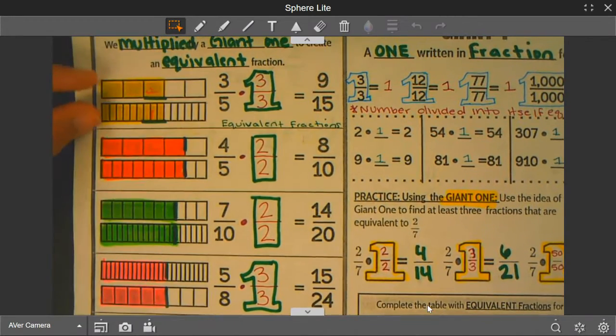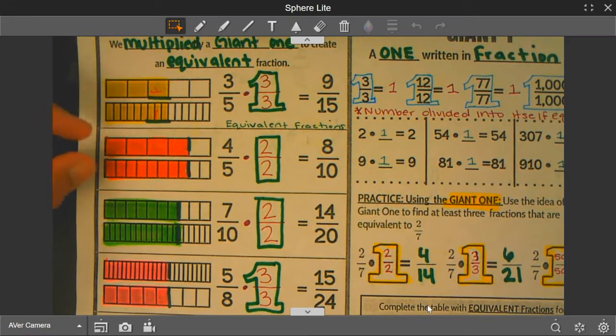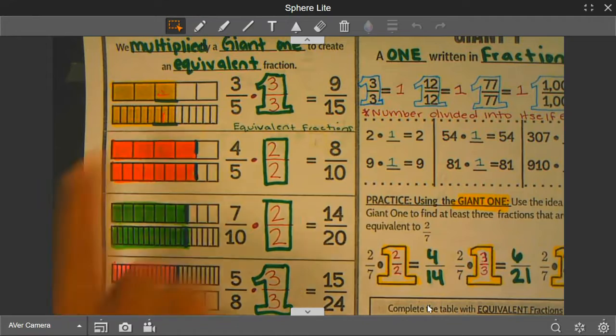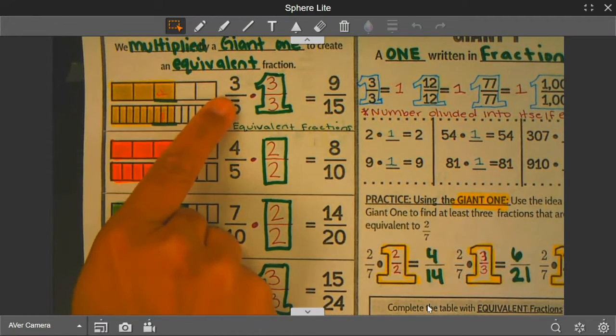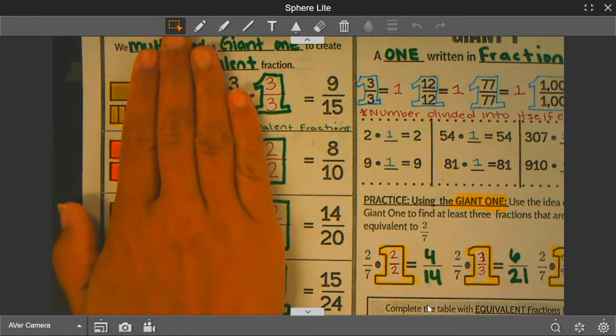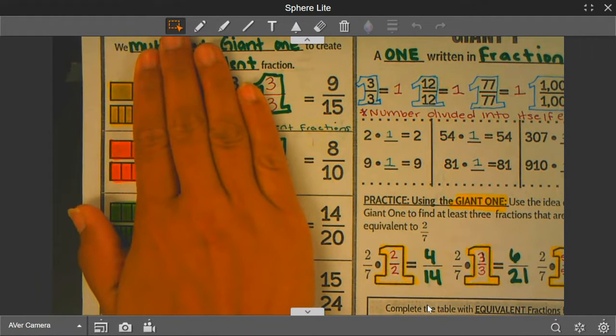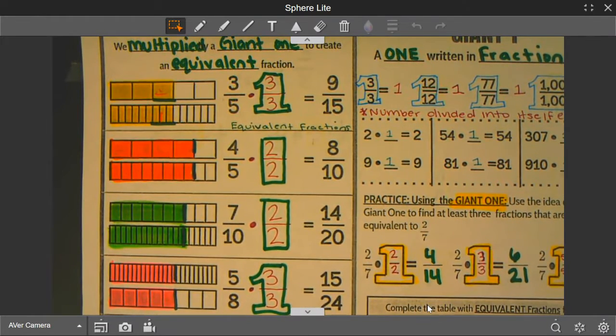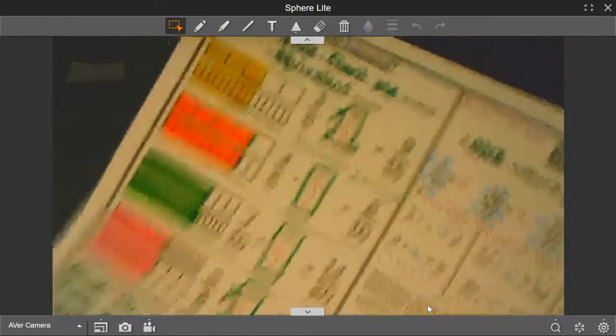And we know that they are equivalent because of these diagrams here. The diagrams help us to visually see how they are equal, with equal amounts being shaded in, right? So here again, we have 3/5, which is equivalent to 9/15. And we can also say that one of the 5 pieces is equivalent to 3 of the 15 pieces. Okay, so that was a little review of yesterday.